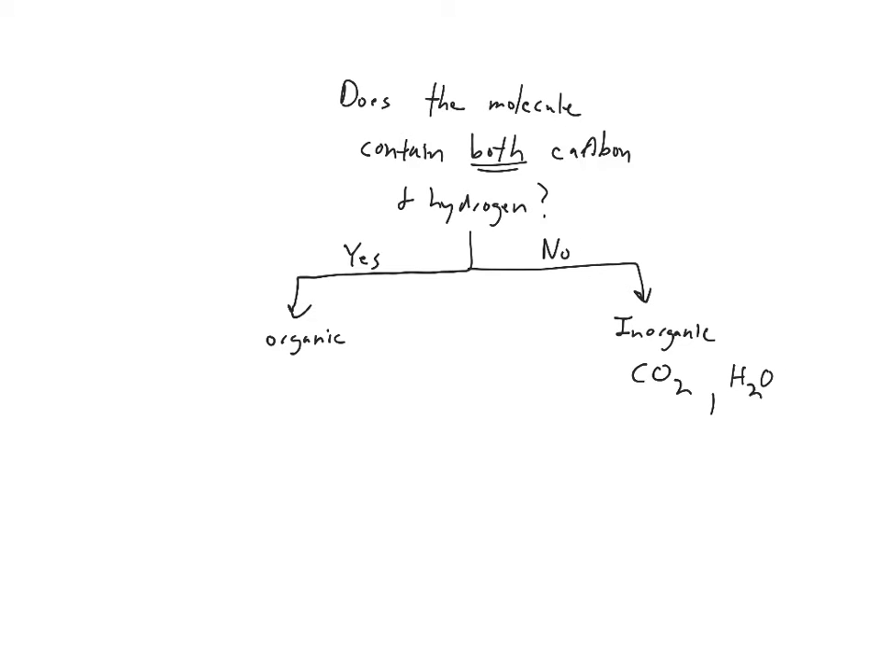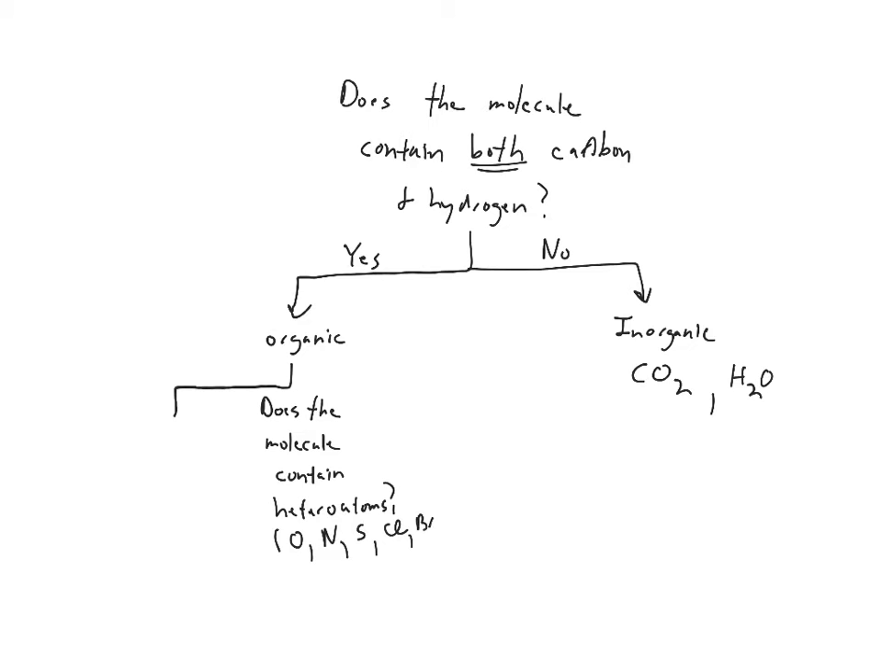So once you've categorized something as organic or inorganic, the next question you ask is, does the molecule contain heteroatoms? A heteroatom is anything that's not carbon or hydrogen, but specific examples would be oxygen, nitrogen, sulfur, halides such as chlorine or bromine, etc.